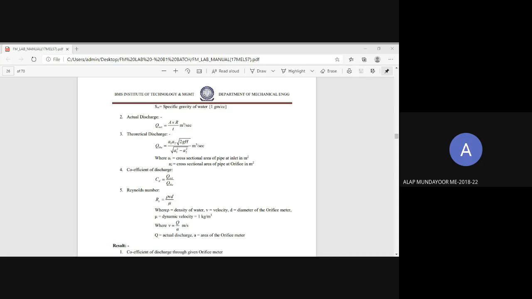So what's the head value? What is the loss of head value, sir? Capital H, loss of head value, is small h into Hg minus Hw. That is standard: 13.6 minus 1. You'll get 0.6678 if you convert it. 6.678.